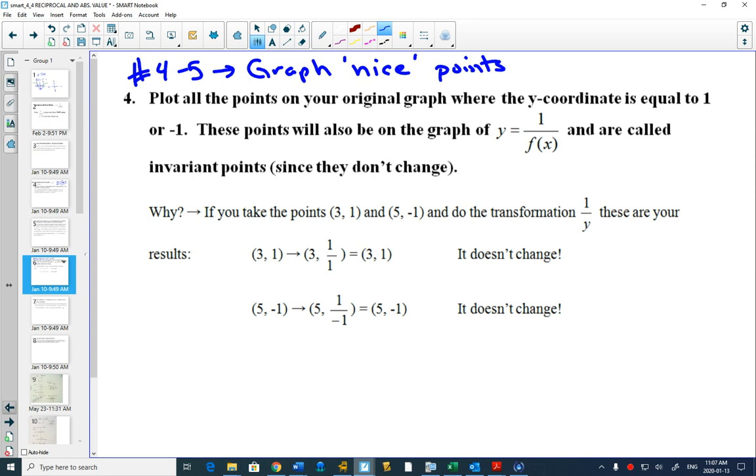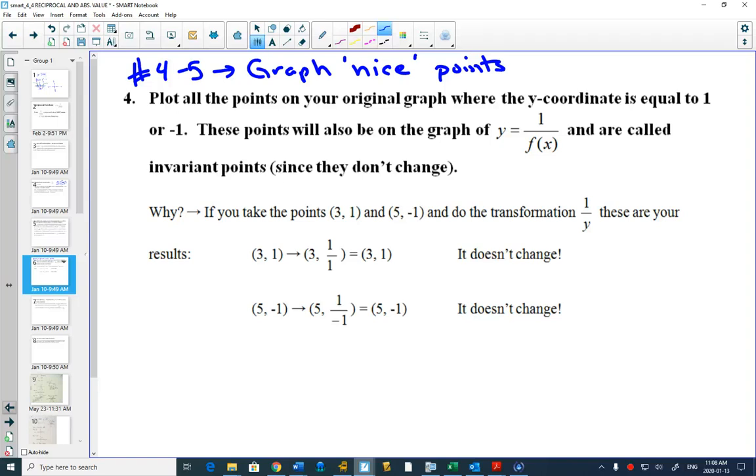Something we do all the time is just graph nice points. Okay, if you know a point on your original graph, you change the y value to 1 over y. That'll simplify steps 4 and 5. You can graph nice points. So here, if you have the point 3, 1, that's a nice point. We change the y value to 1 over 1, and we get 3, 1.